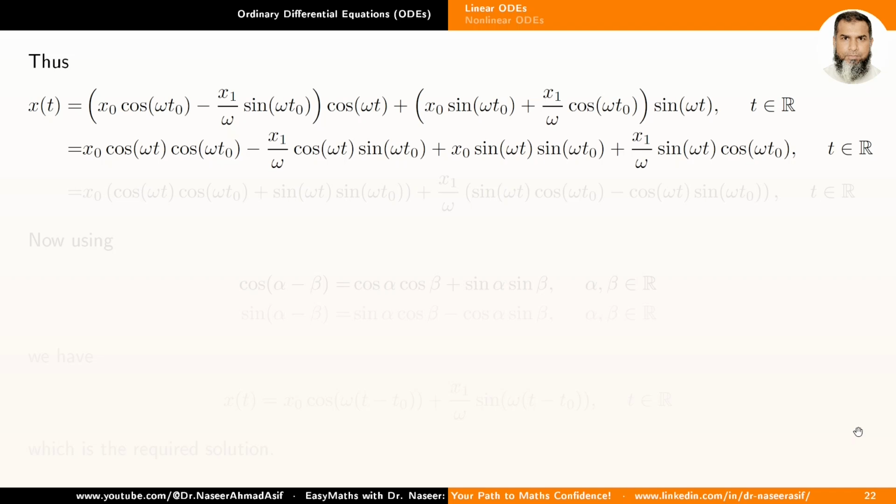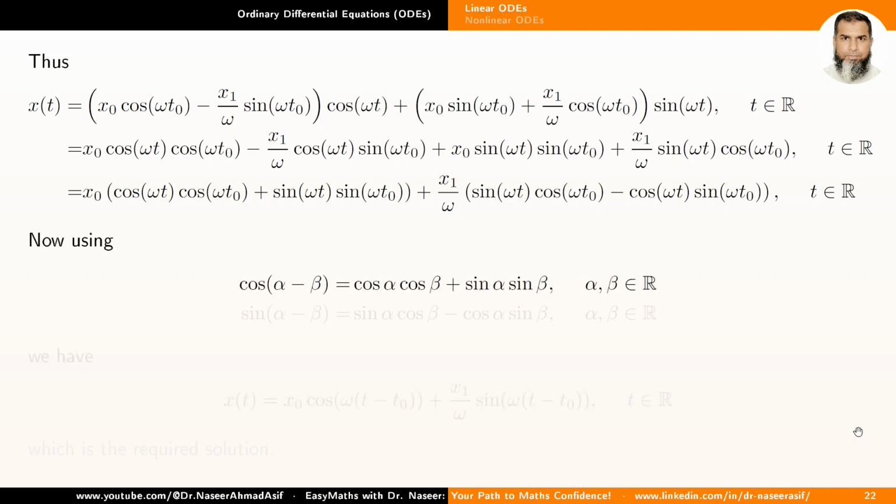which is equal to x0 cos ωt0 cos ωt − (x1/ω) cos ωt sin ωt0 + x0 sin ωt0 sin ωt + (x1/ω) sin ωt cos ωt0, where t belongs to R, which is equal to x0 (cos ωt0 cos ωt + sin ωt0 sin ωt) + (x1/ω)(sin ωt cos ωt0 − cos ωt sin ωt0), where t belongs to R.